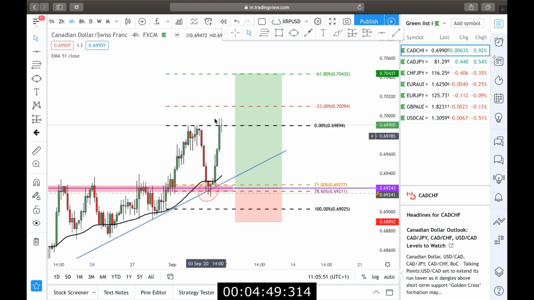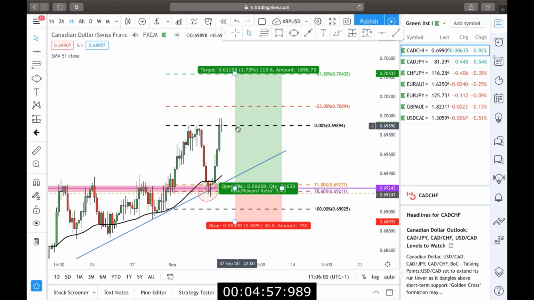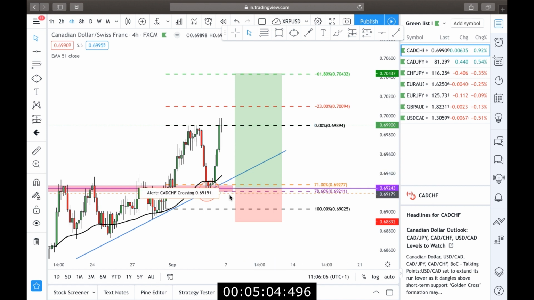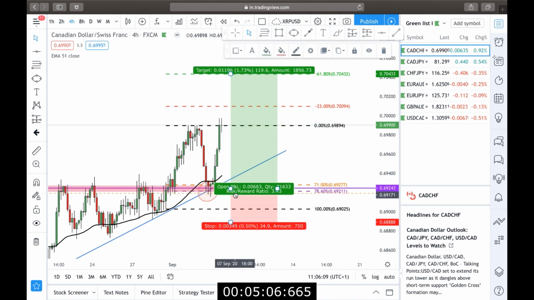Obviously we've taken 50% off the table here, because we take half of our position at the 0% Fibonacci. Our stops are at break even, because we put our stop losses to break even at 50 pips when it's 50 pips in profit. So this is currently running risk free, so happy days. We've already banked some pips, so this is looking decent.